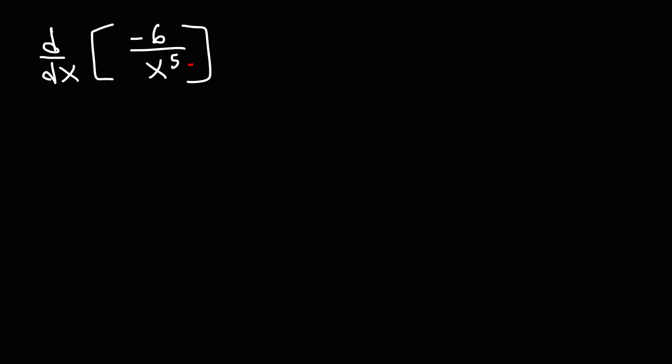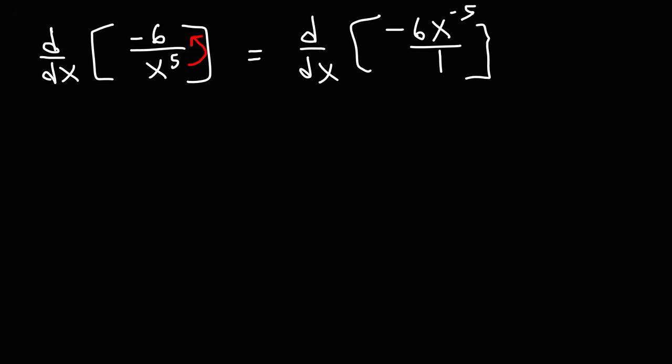So like before, we're going to move the x variable to the top. So the first step is to rewrite the problem. So this is going to be negative 6x to the negative 5th power over 1. Now let's move the exponent to the front. So we're going to have negative 6 times negative 5, and then it's going to be x. And then let's subtract negative 5 by 1. Negative 5 minus 1 is negative 6.